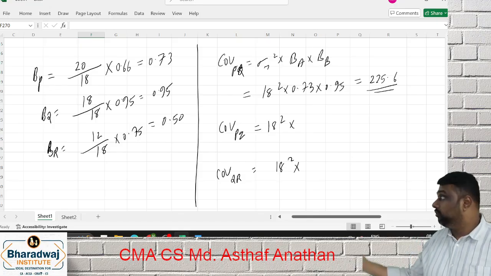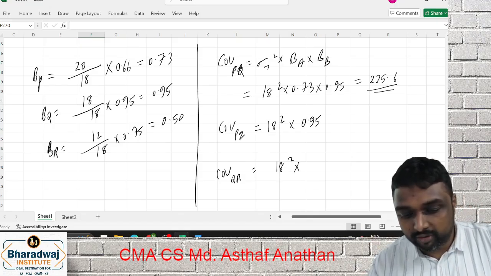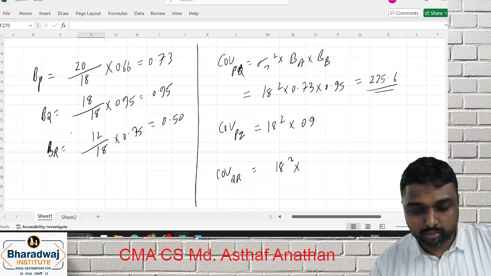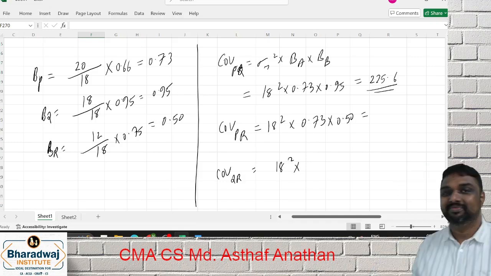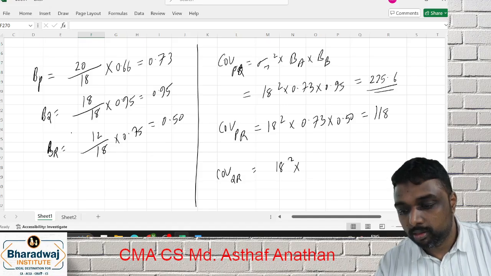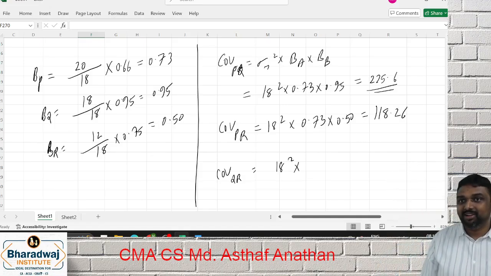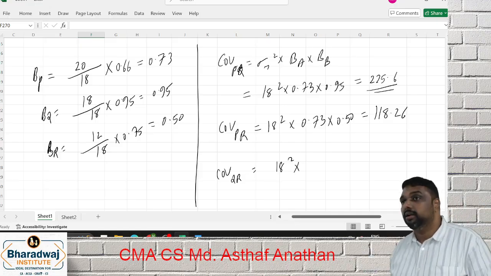Next, if you go for covariance PQ, P will come 0.95. PQ is over. Now PR, 0.95. P means 0.73 into 0.5. What will you get? 1126. Are you able to understand? Yes or no?